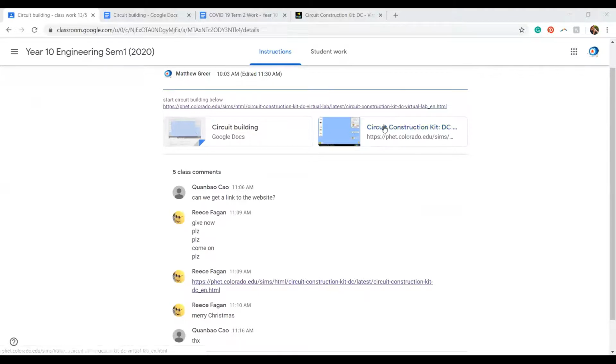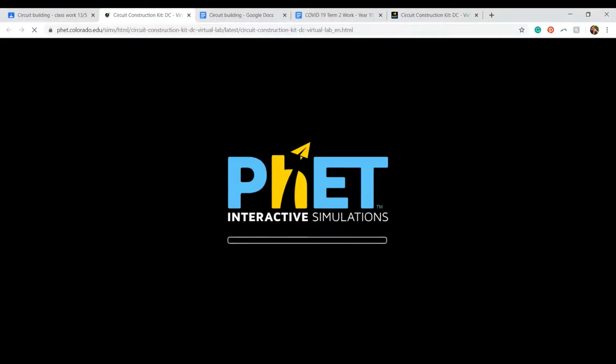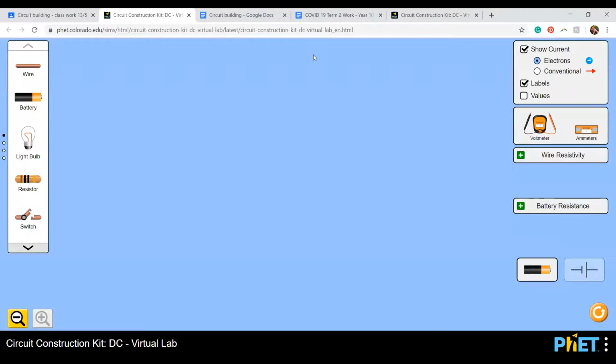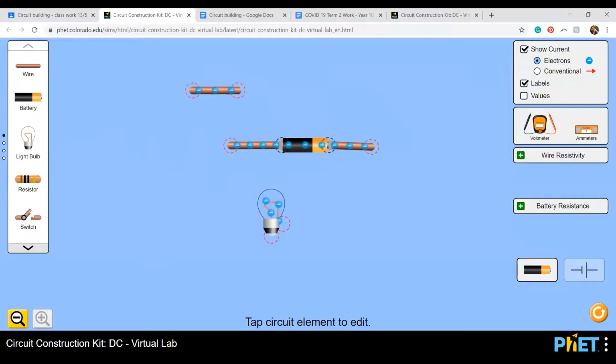Okay, so what I want you guys to do is we're going to be spending a fair bit of time in this interactive simulation. This is a simulation of a circuit because guess what? We can't use the actual circuits in the school because we are in lockdown. So let's go have a look at what we can do. In this situation, we can take a battery, we can take a wire, we can take a light bulb.